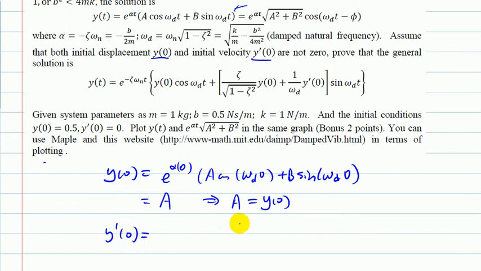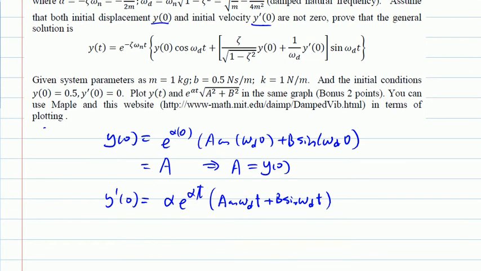So you take a derivative first, y prime. What is the derivative of this function? Look at this function: you will need to make use of the product rule. So alpha e to the alpha t, times a cosine omega d t plus b sine omega d t, and by the product rule, then plus e to the power alpha t.